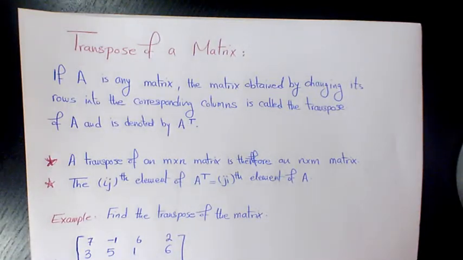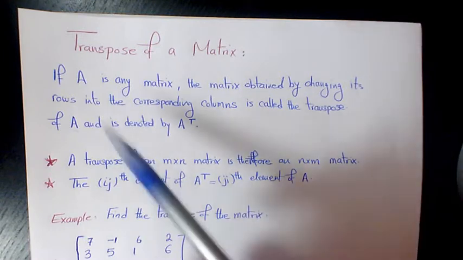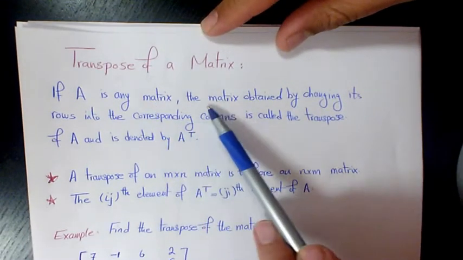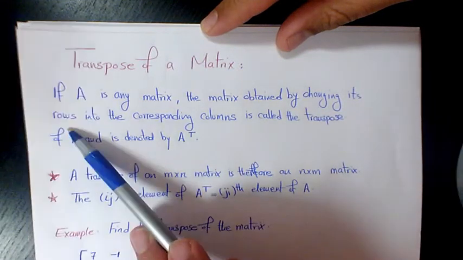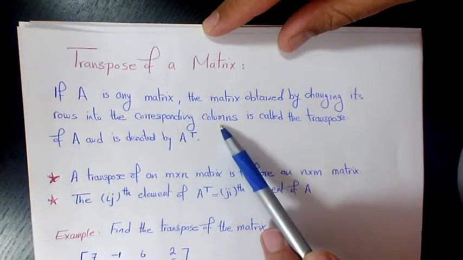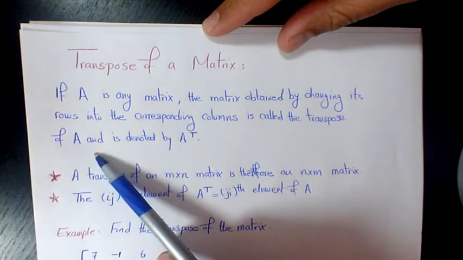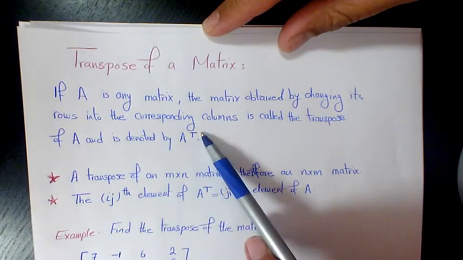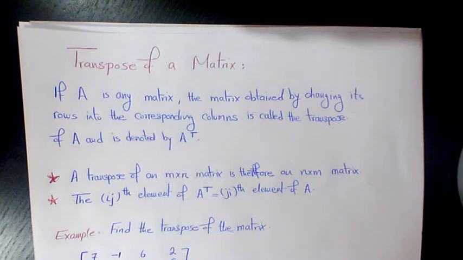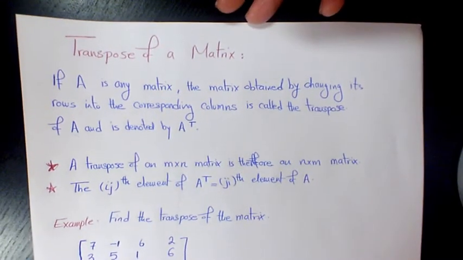Welcome to another video. In this video I want to show you how to find out the transpose of a matrix. So first of all, let's take a look at the concept of transpose of a matrix. If A is any matrix, the matrix obtained by changing its rows into the corresponding columns is called the transpose of A, and it is denoted by AT. So it means that if we change the rows to columns or change the columns to rows, we call it a transpose of that matrix.